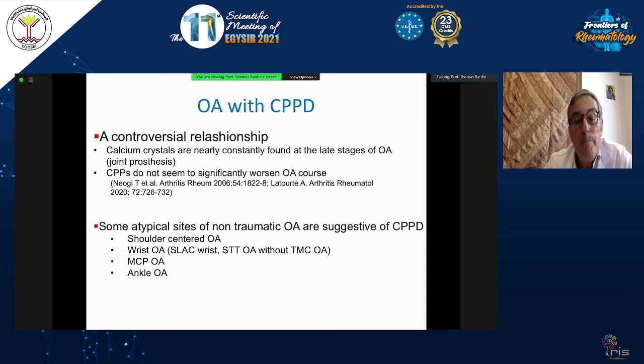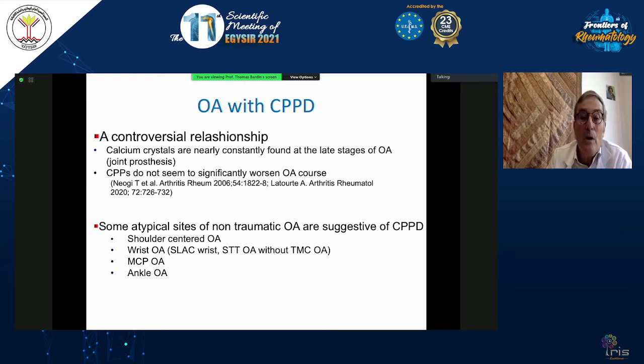Osteoarthritis with CPPD is another pattern, and this is a fairly controversial relationship. We know that calcium crystals, mainly BCPs, but also CPPDs, are almost constantly found when you look at the remnant cartilage after joint replacement. So at the late stage of the disease, they are very frequent. We also saw that CPPD can stimulate the synovium to lead to secretion of protease, so it could play a pathogenic role.